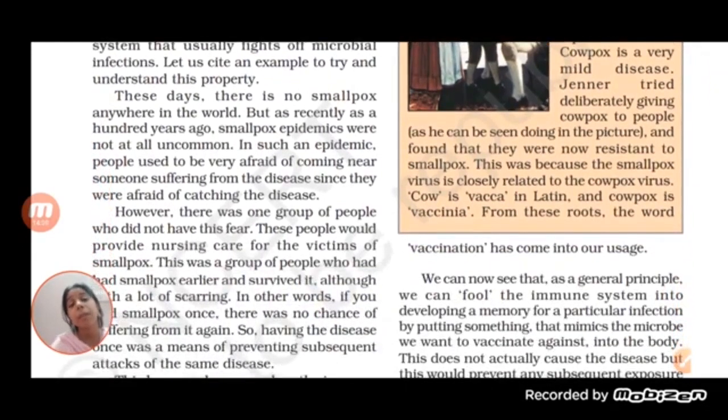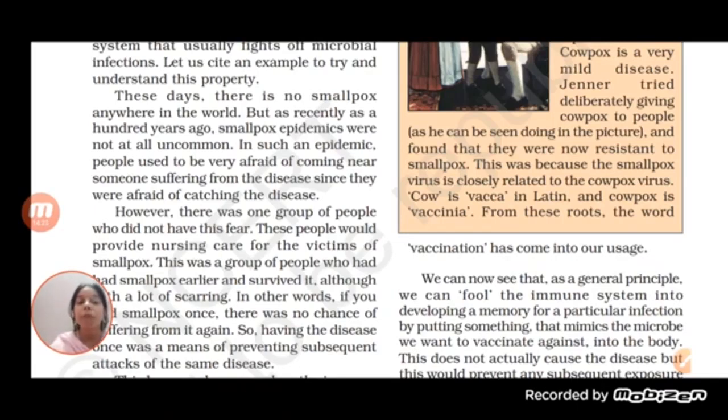In such an epidemic, people used to be very afraid of coming near someone suffering from the disease, since they were afraid of catching it. However, there was one group of people who did not have this fear, and these people would provide nursing care for the victims of smallpox.